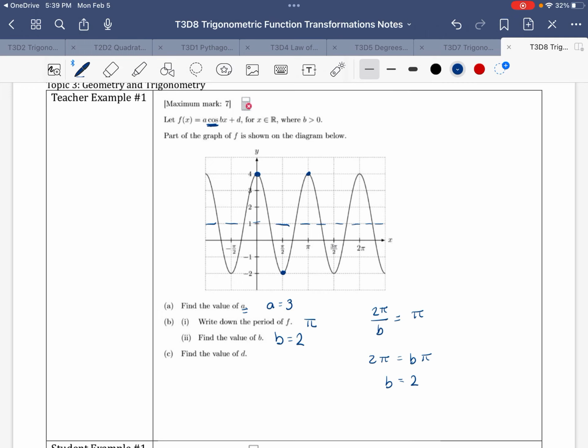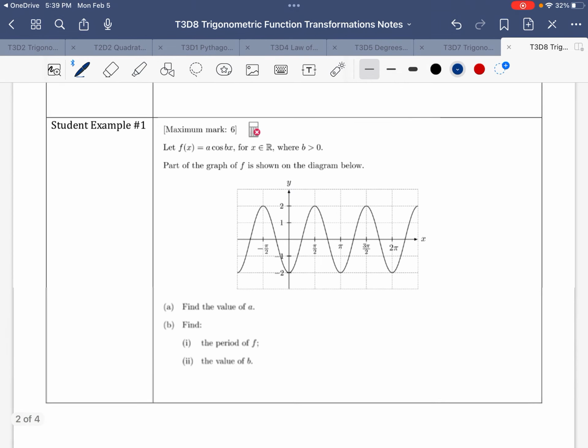And now we have to find the value of D, right? And essentially our D value tells us how much our midline has moved up or down. And since it moved up 1 unit, right, from 0, our D value is 1. So go ahead and try student example number 1 on your own.